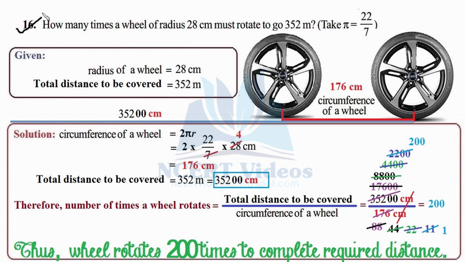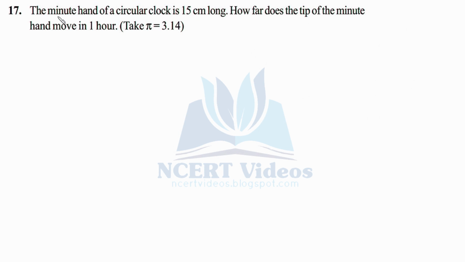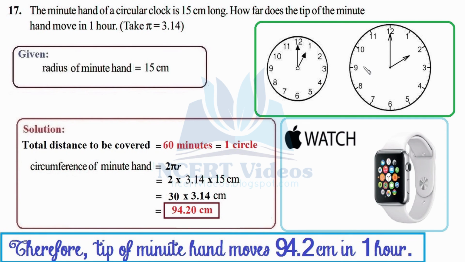That's 16th. 17th. The minute hand of a circular clock is 15 centimeter long. How far does the tip of the minute hand move in 1 hour? Take pi equals 3.14. So first, let's visit the concept of clock. We have also discussed this in previous classes.